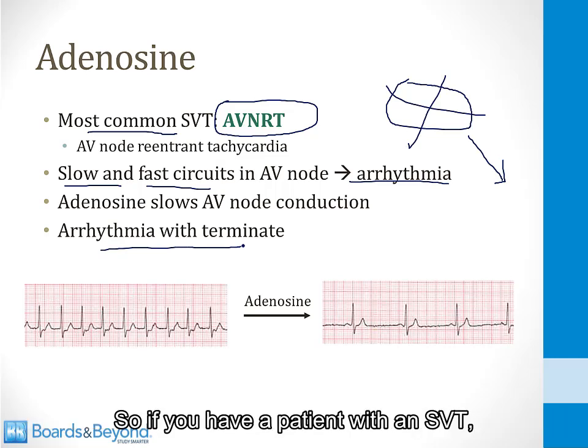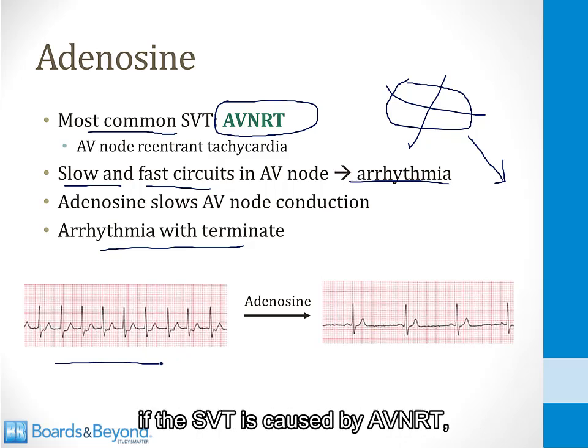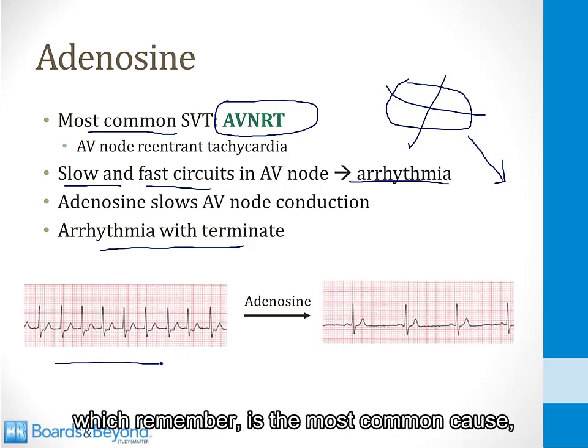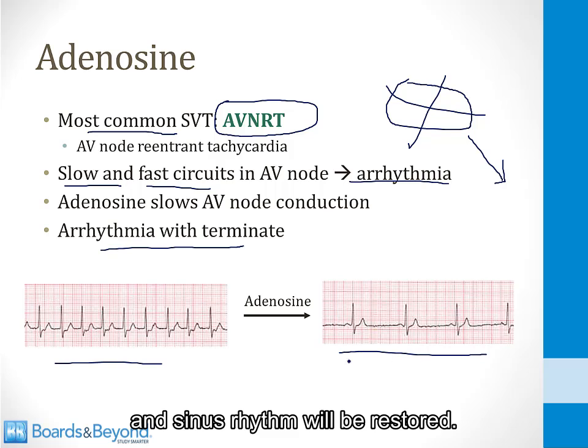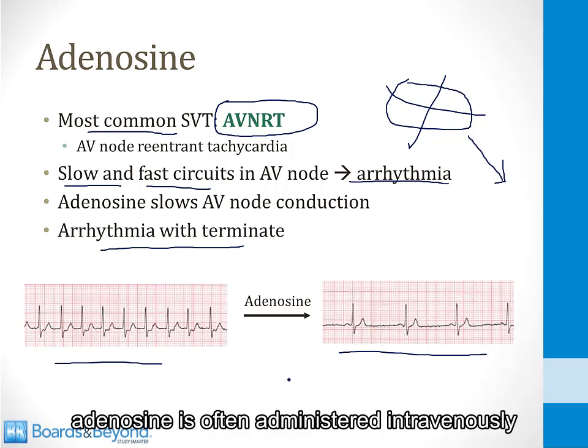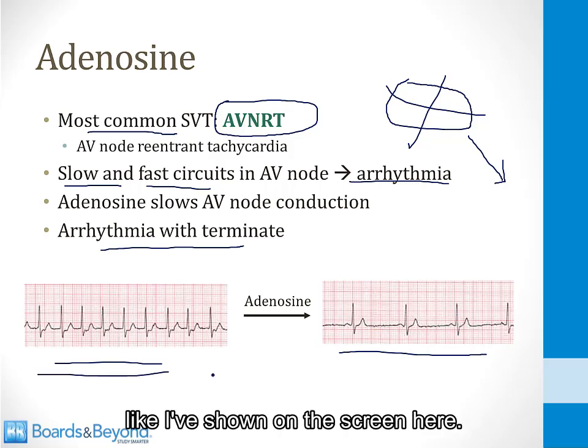So if you have a patient with an SVT as shown on the left side of the screen and you administer adenosine, if the SVT is caused by AVNRT, which remember is the most common cause, then the arrhythmia will terminate and sinus rhythm will be restored. And for this reason, adenosine is often administered intravenously in the emergency room to patients who present with an SVT like I've shown on the screen here.